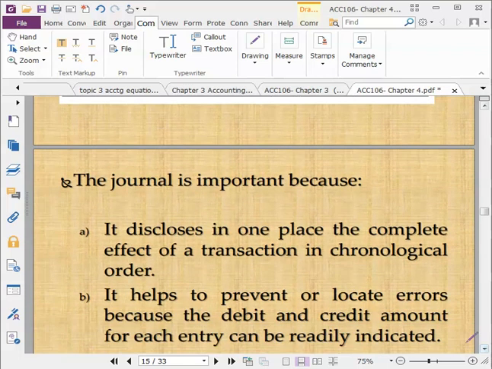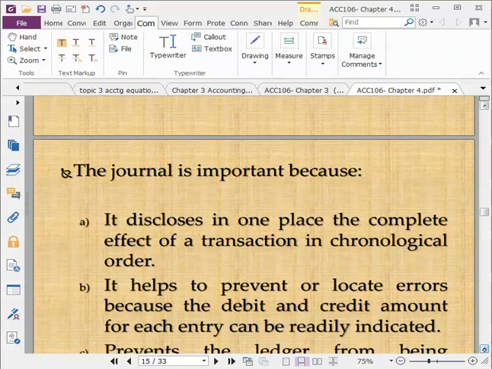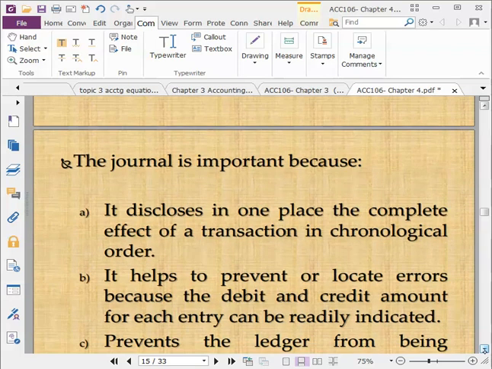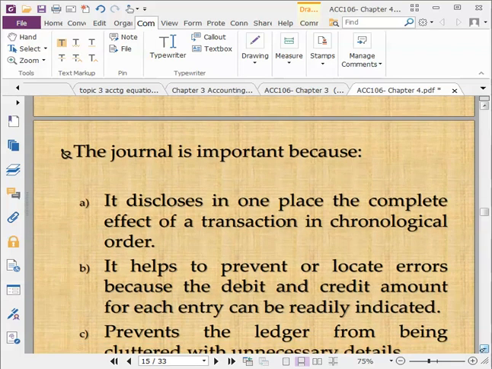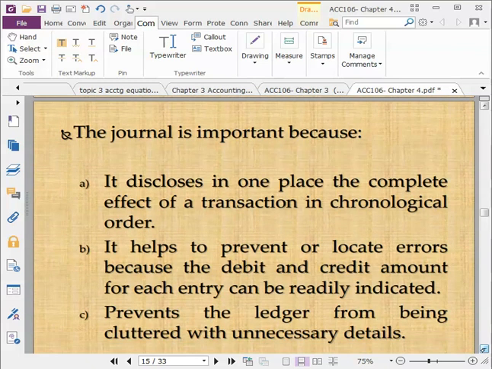Okay, so why is the journal so important? Because it discloses in one place the complete effect of a transaction in chronological order. Okay, boleh nampak setiap transaksi tu ikut tarikh. Lebih senang untuk kita check. Kalau ada apa-apa problem berkaitan dengan transaction, senang kita check dekat journal.